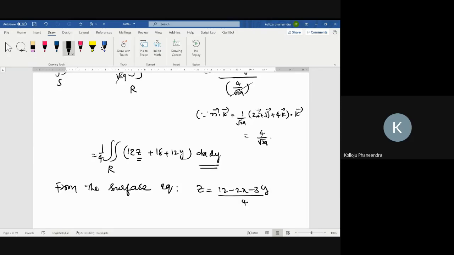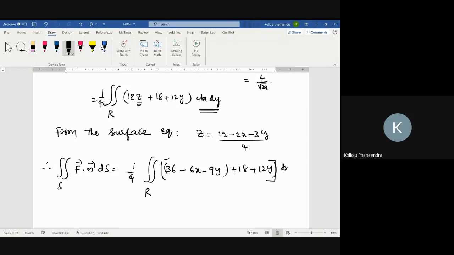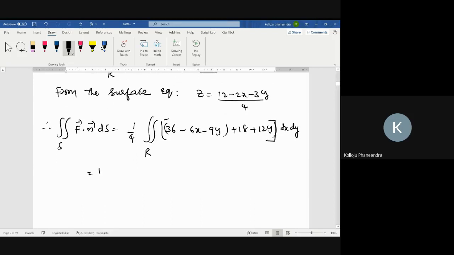Substitute here. Therefore, the double integral over S of F bar dot n bar dS is equal to 1 over 4 times the double integral over R. 12 by 4 means 3, and 3 times 12 is 36, minus 6x minus 9y, plus 18 plus 12y, this whole bracket closed, dx dy.